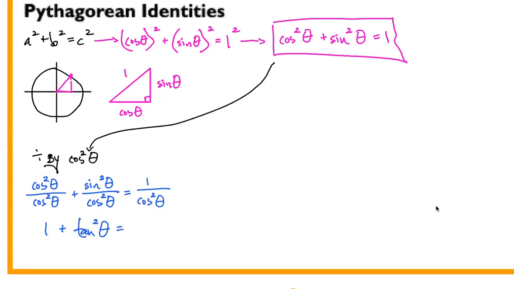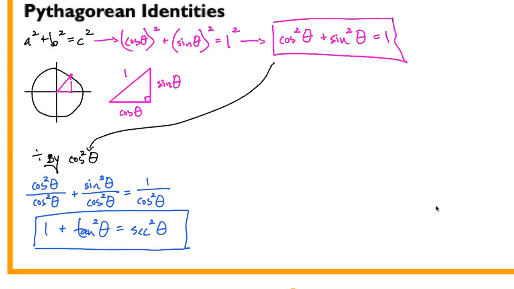1 over cosine equals secant. So I guess I just kind of thought that way. Yeah, very nice. 1 over cosine is secant, and then we square it, so it becomes secant squared. This is a second Pythagorean identity, okay?